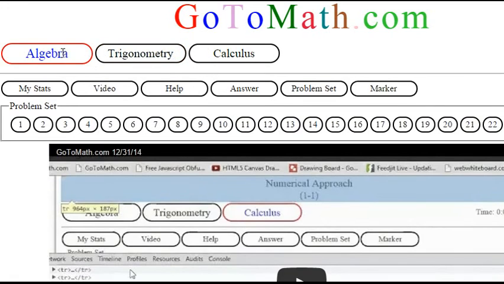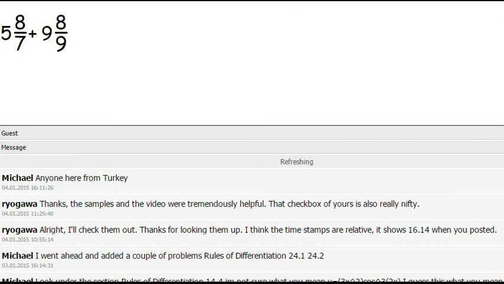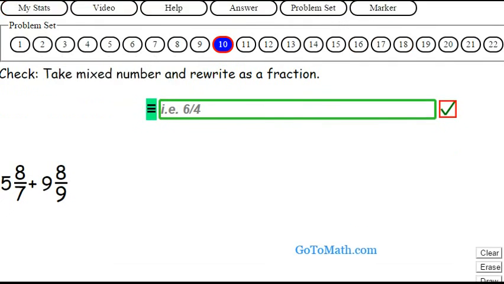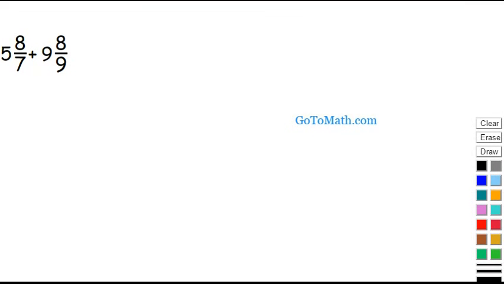All right, we're over here at GoToMath.com, kind of refreshing up on some fractions for the most part. But you might actually be learning this stuff for the first time. Who knows? Or maybe you just think you're learning it for the first time and have learned it and forgot it. That's a possibility too.